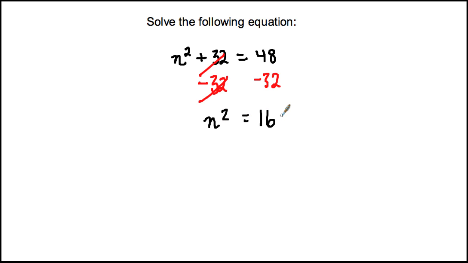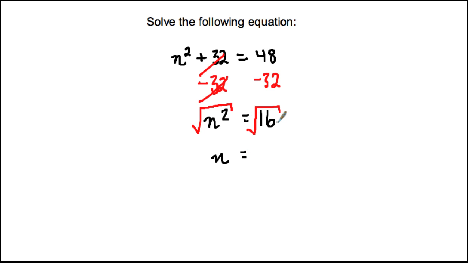Now, as I said earlier, every operation has an inverse operation. Addition and subtraction cancel one another out. Multiplication and division cancel one another out. And in this case, squares are canceled out by square roots. So we will take the square root of n squared to get the n by itself. Then the property of equality says what we do on the left, we do on the right, so I'll take the square root of 16. The square and the square root cancel each other out, leaving us with just n.